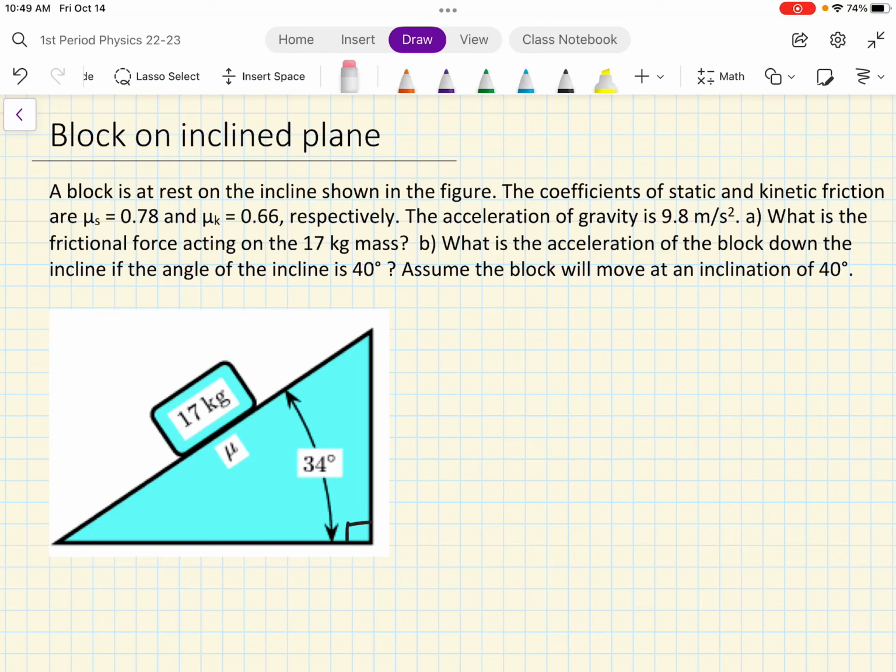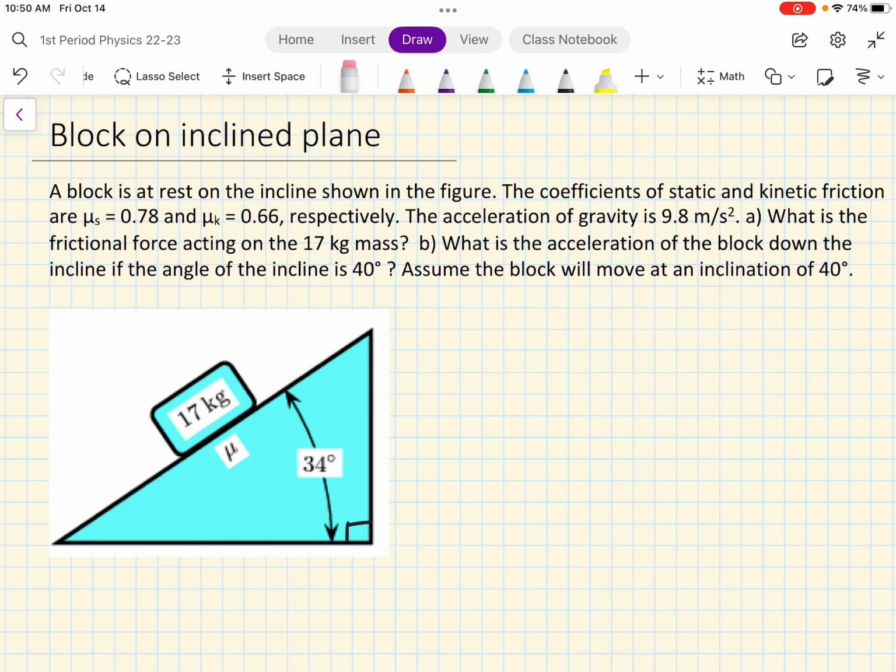Hello everyone. We have here one of the most famous problems in physics. We have a box and an inclined plane. You'll see this if you take another physics class in college. If you decide to pursue a career in physics, you'll see this problem. I still look at this problem as I am completing my master's degree, so let's get right to it.